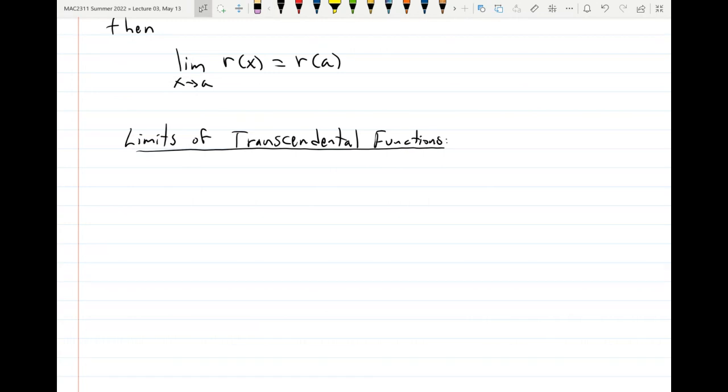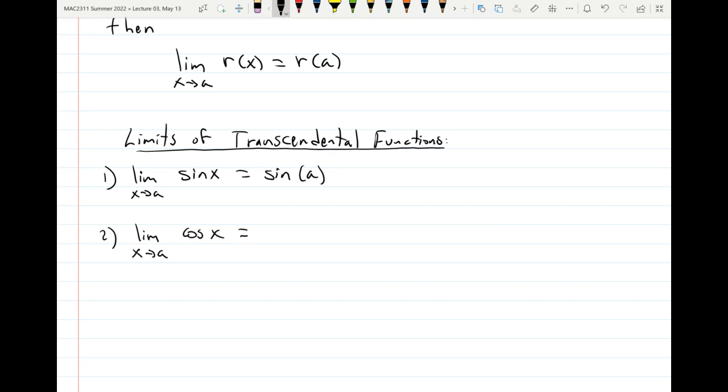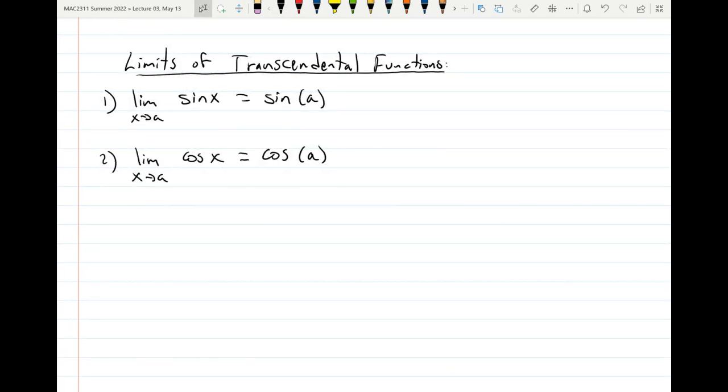For sine and cosine, there's nothing to worry about because the domain is all real numbers. So the limit as x approaches a of sine of x is just sine of a. There's nothing to worry about there. Similarly for cosine, the limit as x approaches a of cosine of x is cosine of a. But now for the others, you have to make sure that a is in the domain. So number 3, the limit as x approaches a of tangent of x is equal to tangent of a if a is in the domain of tangent.